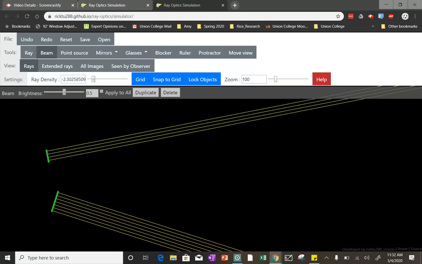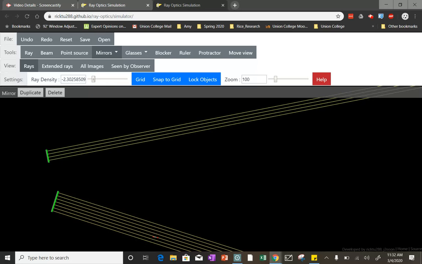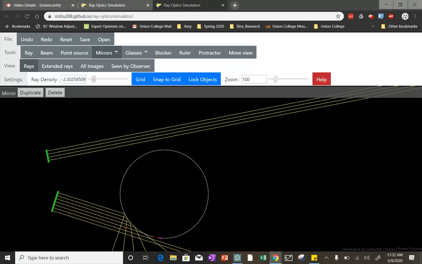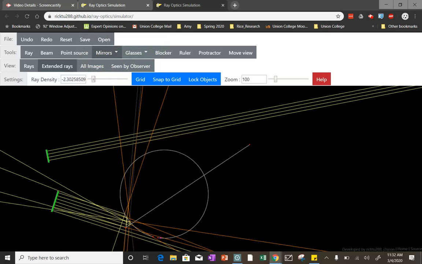One of the things that is cool that you can do, I'm going to try this just because, well, there I have somewhat of a circular mirror. We're just going to go with that. You can look at the rays. That's what light is actually doing. Or you can turn on extended rays and see what the extrapolations are doing. So you can see the extrapolations along with the actual rays.